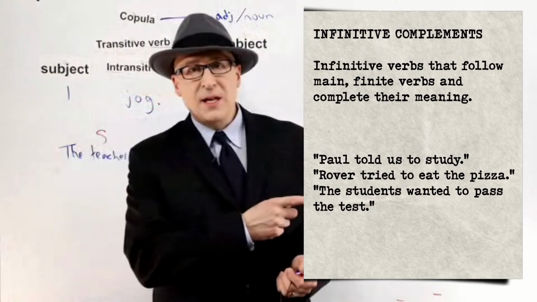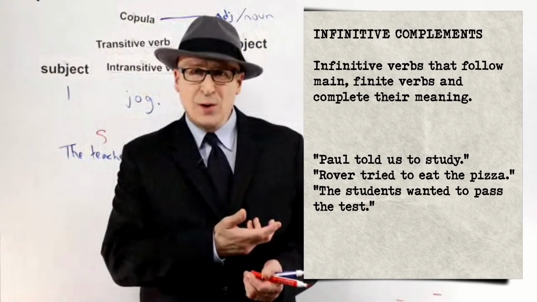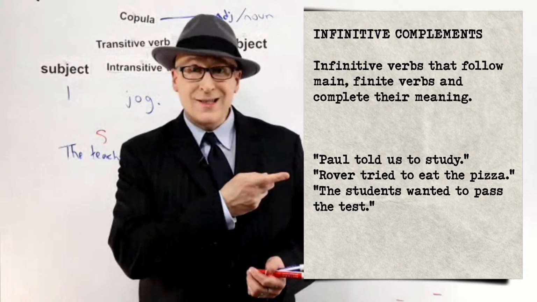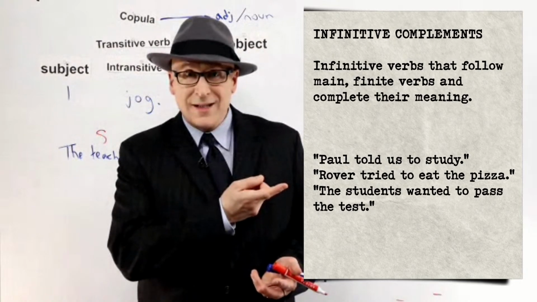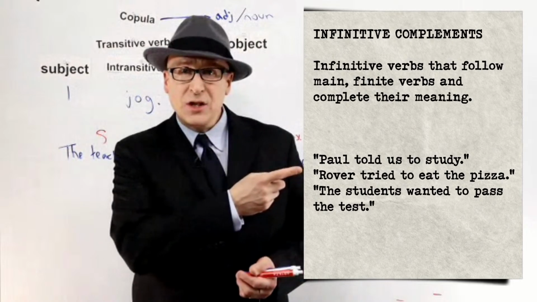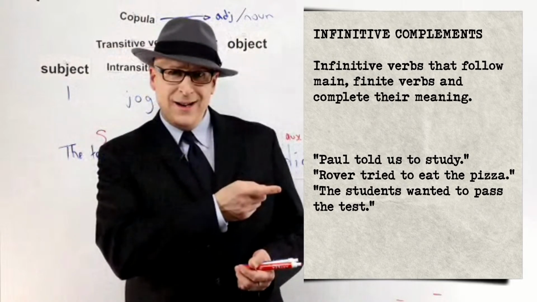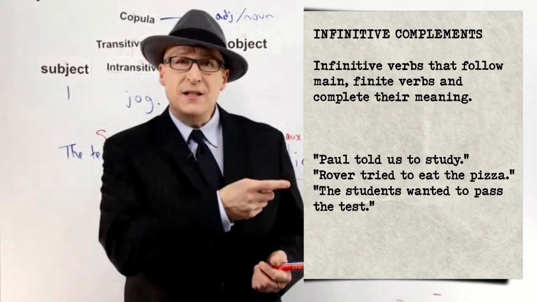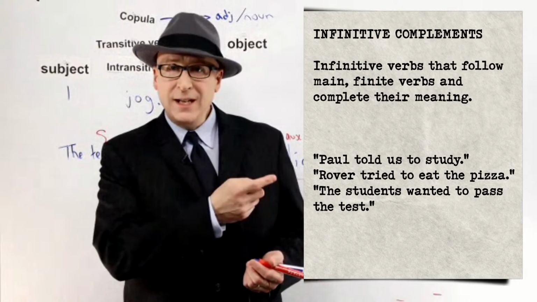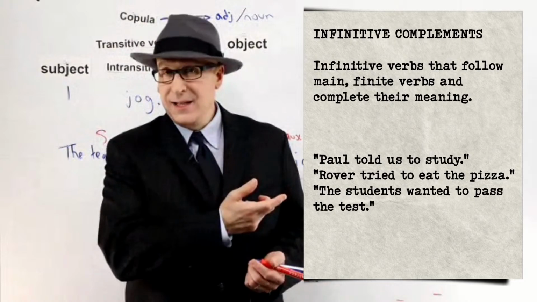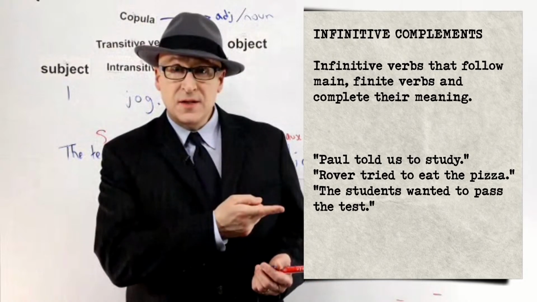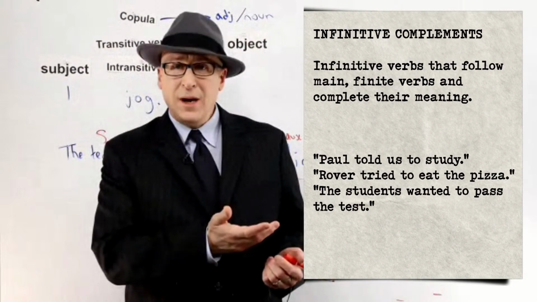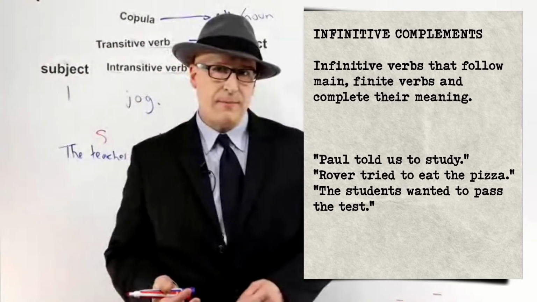We need these phrases to complete the verb's idea. If we just say, Paul told, or even Paul told us what? To study, to do that action. Rover tried. Rover tried what? Rover tried to eat the pizza. Right? We need to eat the pizza to complete this idea of tried. The students wanted. That's not complete. Wanted what? Wanted to pass the test.